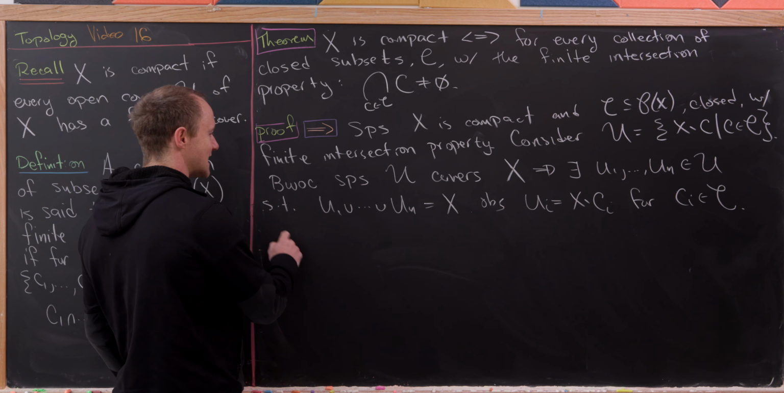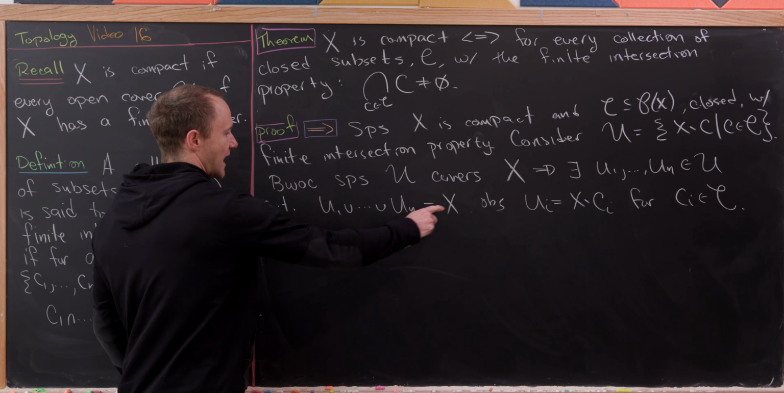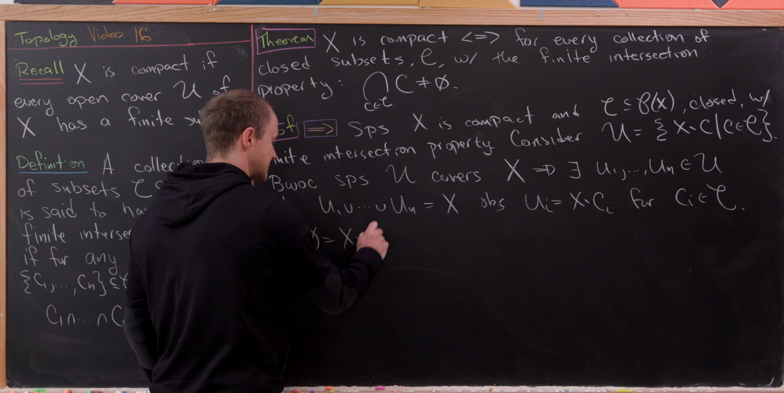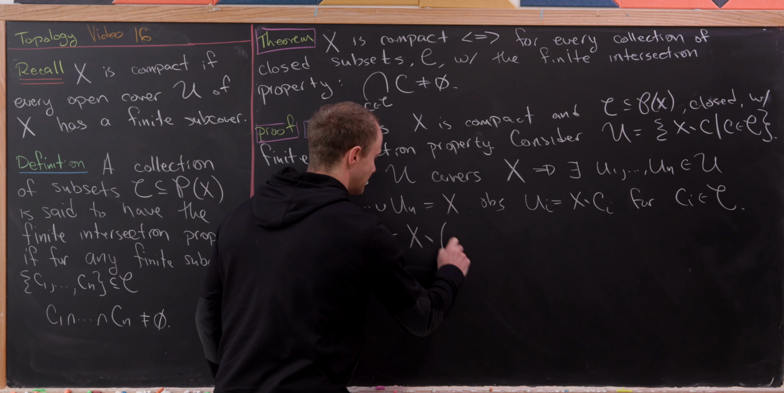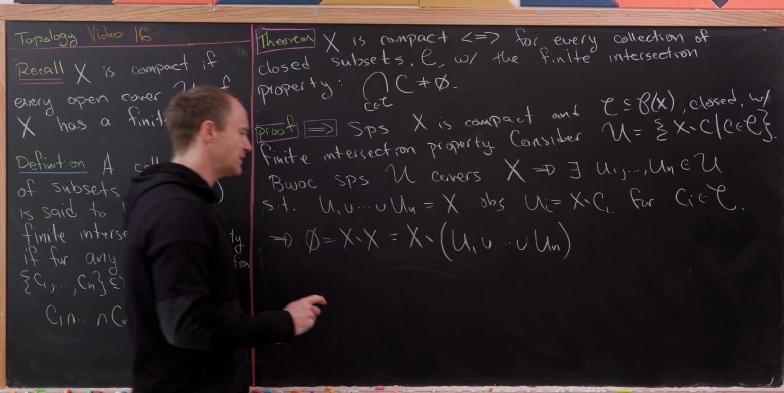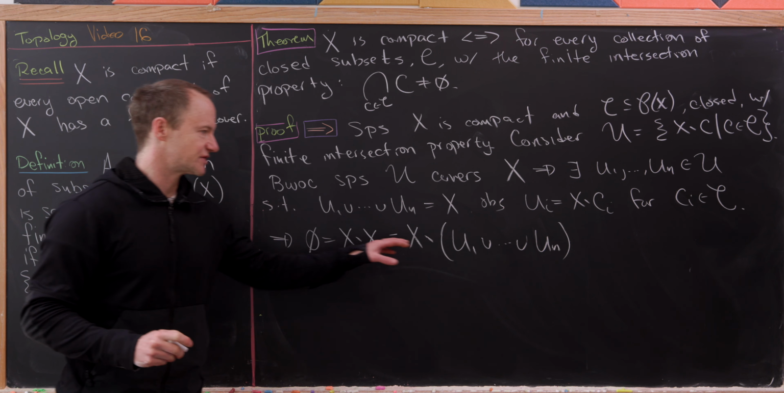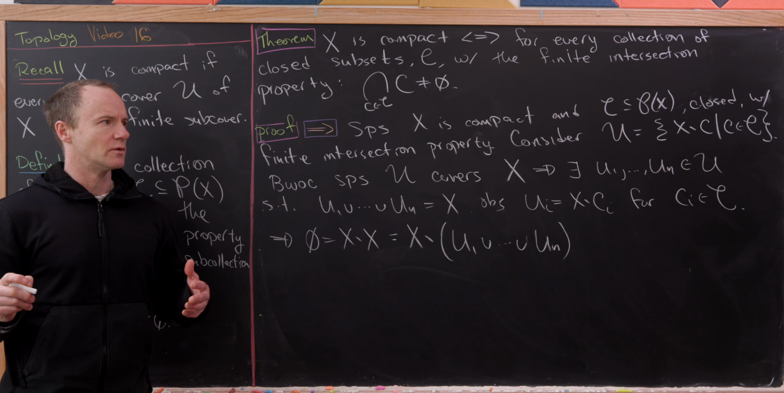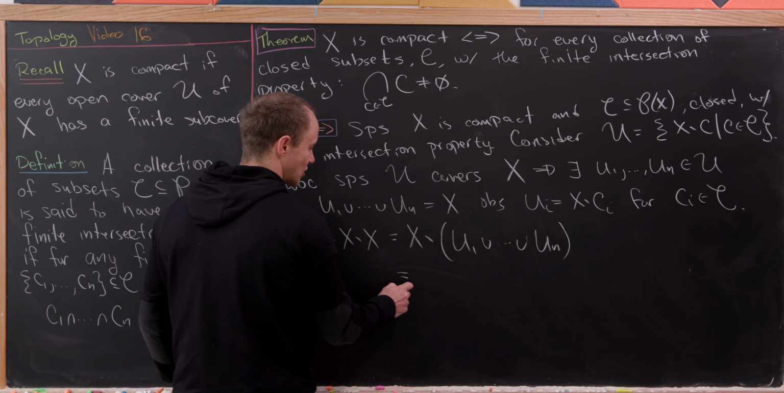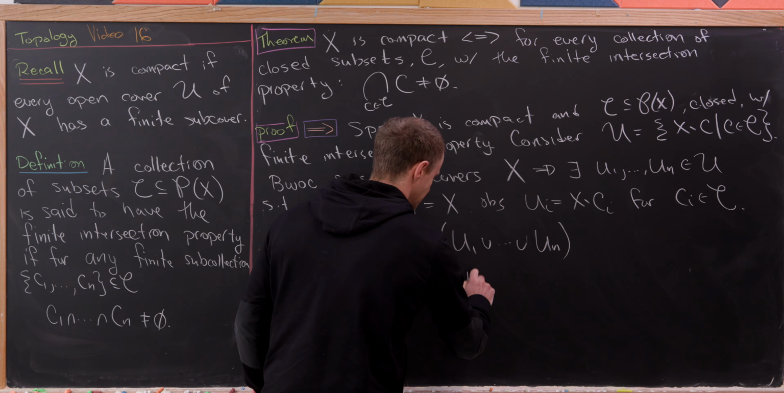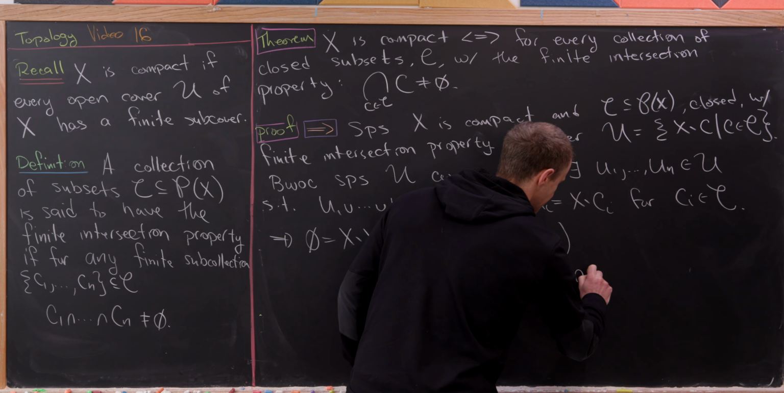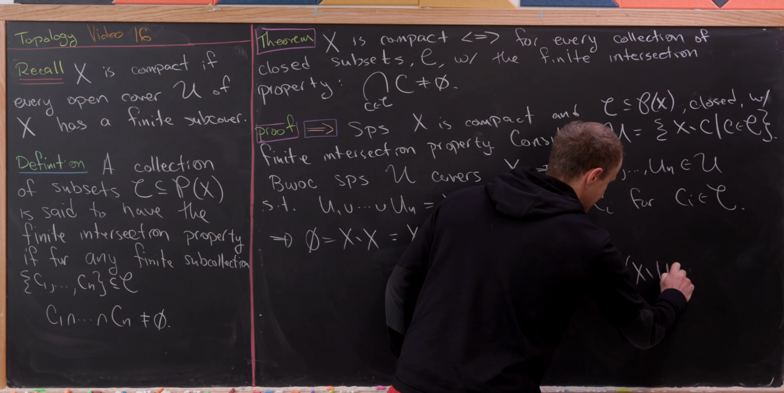Okay, so what does that mean? Well, if we take the complement of all of this, we'll have the empty set, which is equal to X minus X, which is equal to X minus this union U1 up to Un. But then, by the way that set minus distributes over a union, from a basic proof course when you work with sets, this is going to turn into X minus U1 intersected with X minus U2 intersected all the way up with X minus Un.